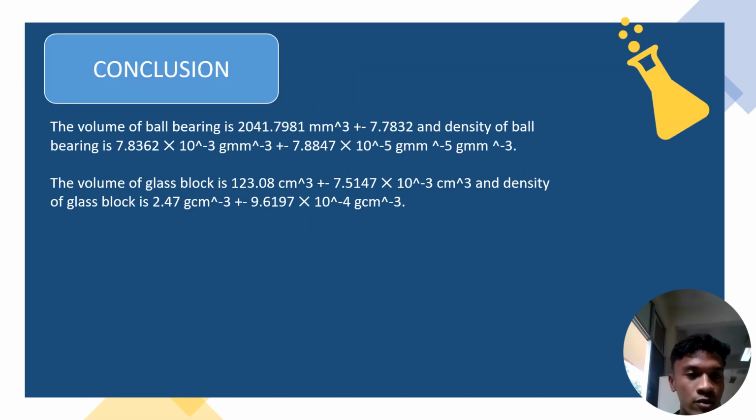For the conclusion, the volume of the ball bearing is 2041.7981 mm power of 3 plus minus 7.7832, and the density of the ball bearing is 7.8362 multiplied by 10 power of negative 3 gram millimeter power of negative 3 plus minus 7.8847 multiplied by 10 power of negative 5 gram millimeter power of negative 3, and the volume of the glass block is 123.08 centimeter power of 3 plus minus 7.5147 multiplied by 10 power of negative 3 centimeter power of 3, and the density of the glass block is 2.47 gram centimeter power of negative 3 plus minus 9.6197 multiplied by 10 power of negative 4 gram centimeter power of negative 3.